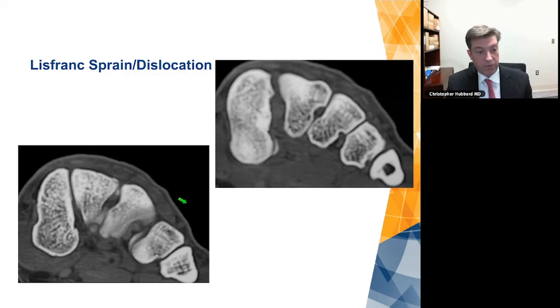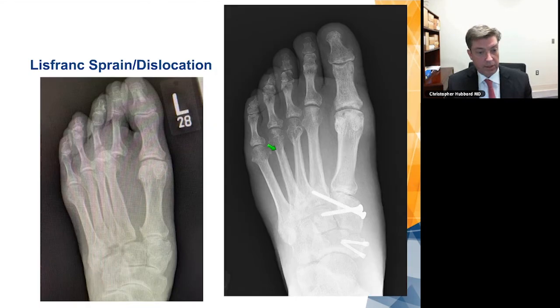CAT scans can be helpful. We see these small avulsion fractures where the ligament attaches, which is another sign of an injury at that spot. This is a motocross competitor who just really fell, landed, and really his foot turned over in a plantar flexed position. That's sort of the general mechanism, but you can see the widening of the space here.